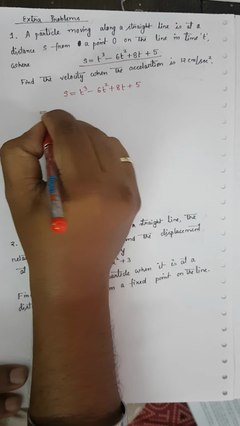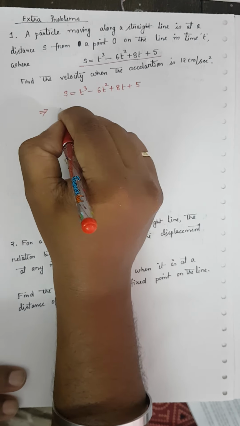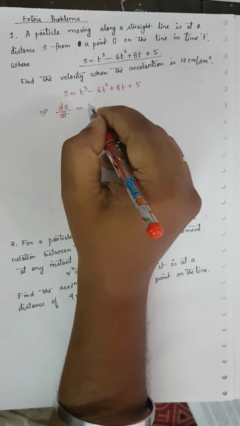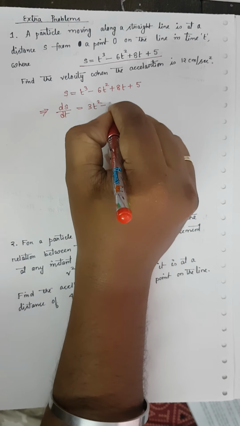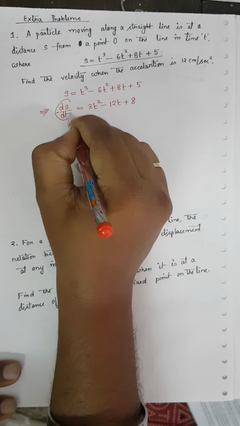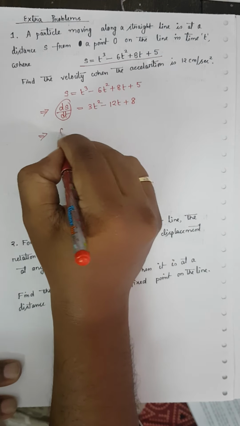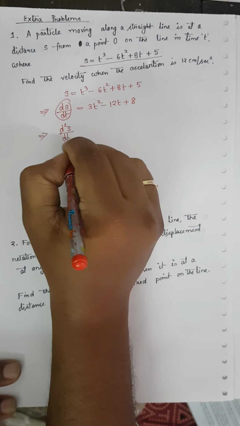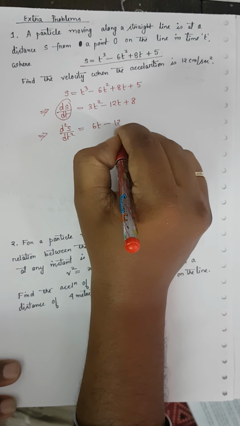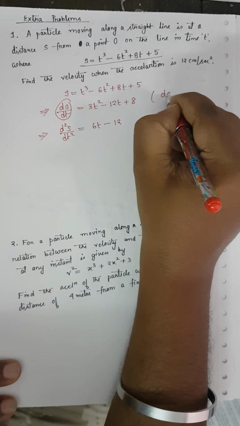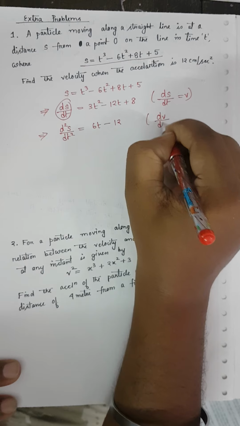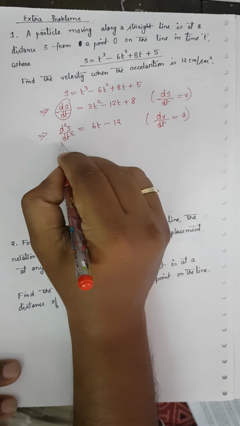We know when I differentiate s with respect to t, that is ds by dt, this is my velocity. So if I differentiate s with respect to t, I'll get 3t square minus 12t plus 8. This is my velocity. And if I again differentiate, that is d2s by dt2, this is my acceleration, right? This is 6t minus 12. Keep in mind ds by dt is equal to velocity, and if I differentiate v with respect to t, I will get acceleration, right? This is your acceleration.